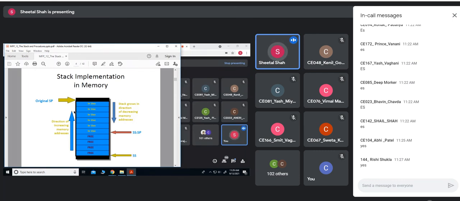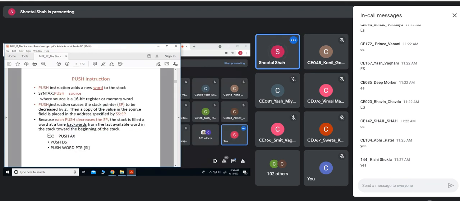Are you getting this? You may ask, why is the stack pointer decremented by 2 and why not by 1? Since we are pushing word size data, not byte size data, we require 2 memory locations to place the data onto the stack, and hence the stack pointer would be decremented by 2. So the push instruction causes the stack pointer to be decremented by 2.